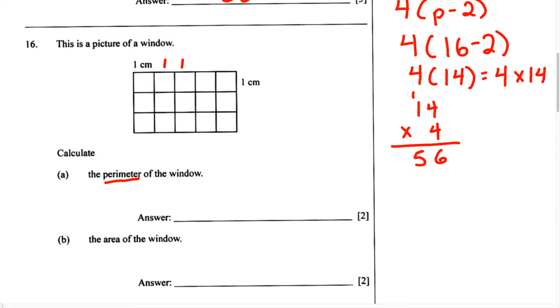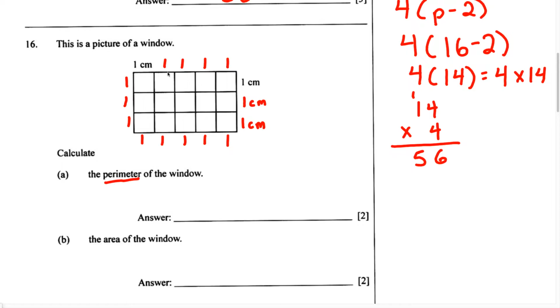This is 1 centimeter again. 1 centimeter, 1 centimeter. They give us 1 centimeter here, so we don't have to write it. We know this is 1 centimeter. This is also 1 centimeter. This is going to be 1 centimeter each along the rest of the figure.